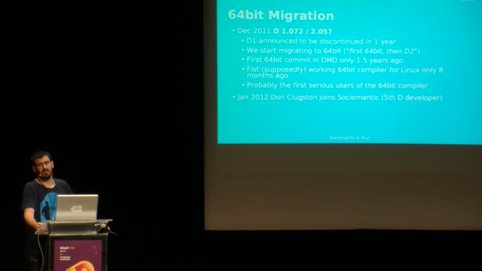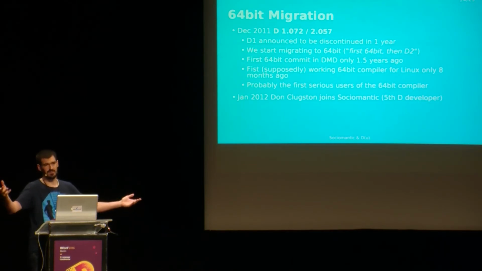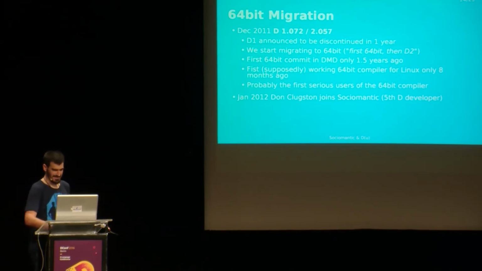So by the time we said, okay, we first move to 64-bit, should be easy, it's nothing. And then we move to D2 because we have a whole year ahead, so plenty of time. Just to put you in context, the first 64-bit commit in DMD was only 1.5 years ago, before we started porting. Back then, the commit messages were "64-bit work", basically. And the first supposedly working compiler was released 8 months ago.